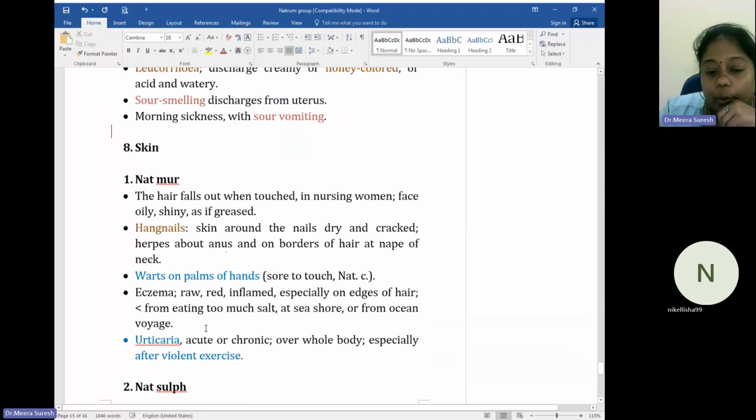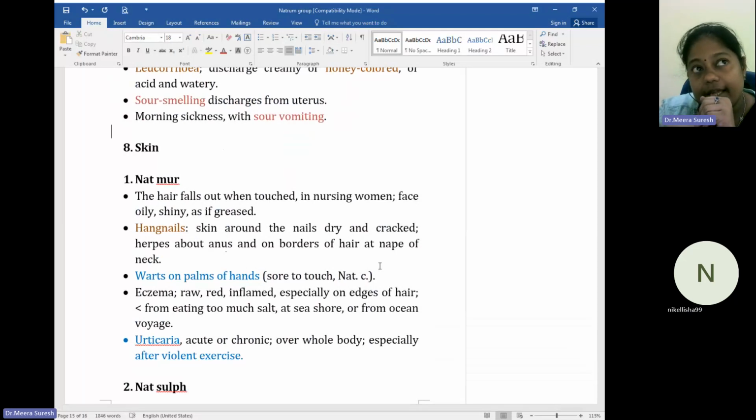That sea wind causing problem. There can be urticaria, especially after violent exercise. Can be acute or chronic. And lastly, there will be warts on palms of hands. And that will be sore to touch in natrum carbonicum. So palms of hands, what there is natrum muriaticum, natrum carbonicum, and over the dorsal region, we have medicines like dulcamara and thuja, thuja or ruta.